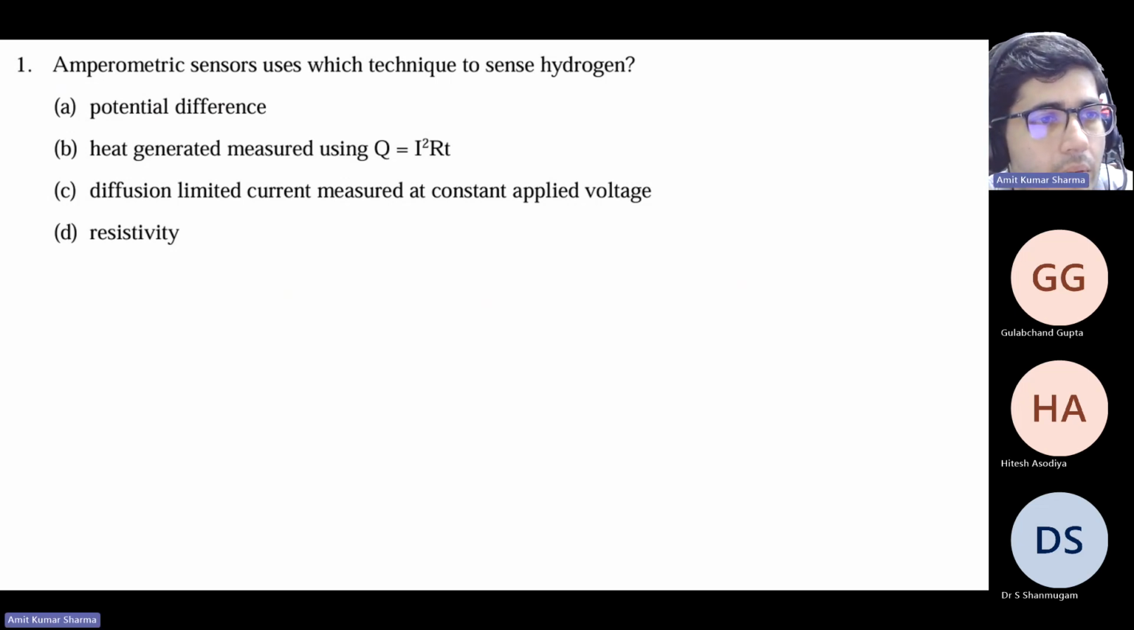Question number 1: amperometric sensors use which technique to sense hydrogen? Potential difference, heat generated measured using Q equals I squared R T, diffusion limited current measured at constant applied voltage, or resistivity. Think about it.